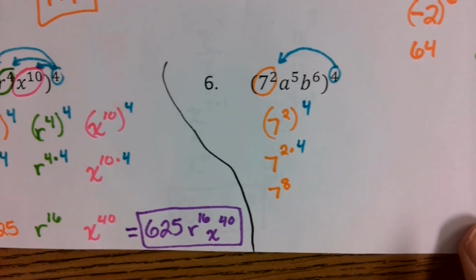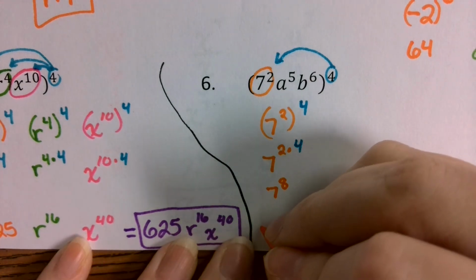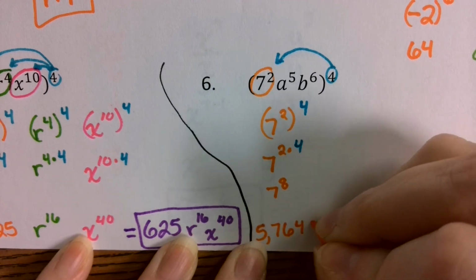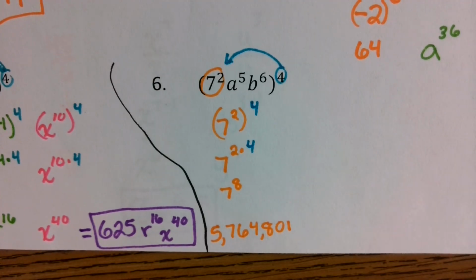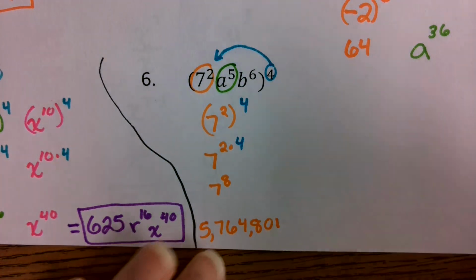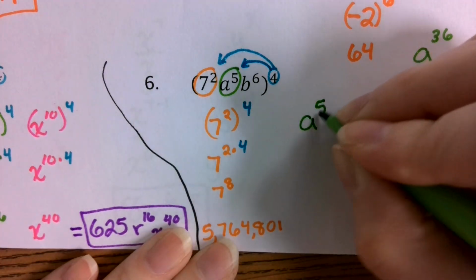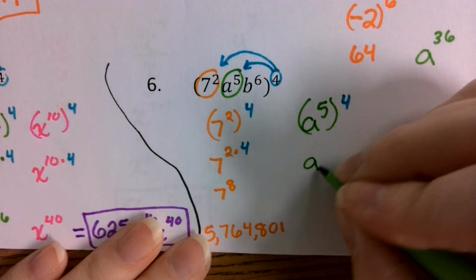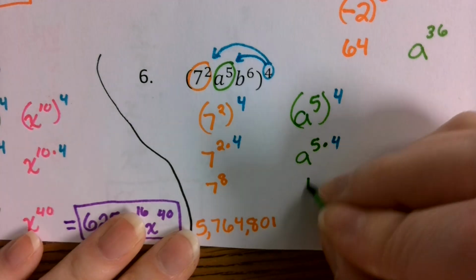But we can go ahead and simplify or evaluate 7 to the 8th all of the way. And that comes out to 5,764,801. Yes. Okay. Then we've got a to the 5th that's going to have that power 4 distributed to it. So a to the 5th power raised to the 4th power means we're just going to multiply those exponents. We're going to do 5 times 4, and that's going to come out to a to the 20th.